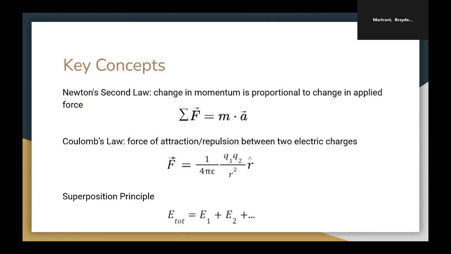Some of the key concepts: this lab relies on Newton's second law. Force determines motion. Since the hanging tape is stationary, the net force on it must be zero. Coulomb's law: the electric force between two charges depends on the product of the charges and decreases with the square of the distance. The superposition principle, which we use to calculate the electric field or force from each small charge individually and then add them together as vectors. And equilibrium: because the hanging tape does not move, the electric force upward must balance gravity downward.